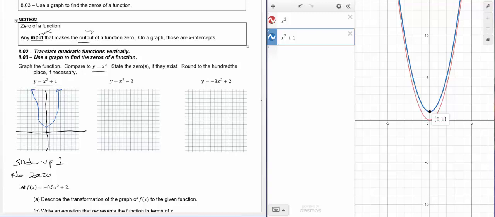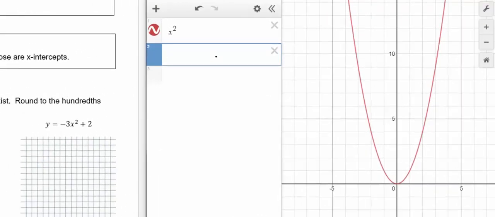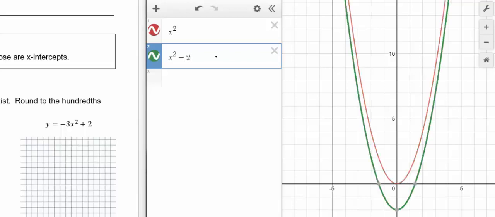In contrast, how about we graph this second one, y equals x squared minus 2. I'll clear out this blue graph and let's add a new one. I'm going to leave the parent function so we can compare easier in the end. Put x squared minus 2. Now this green graph is, unsurprisingly, the original one that slid down by 2. Slide down. I can make that comparison.